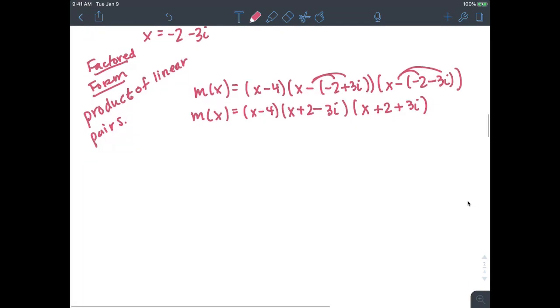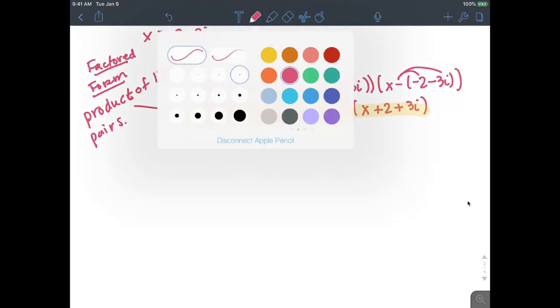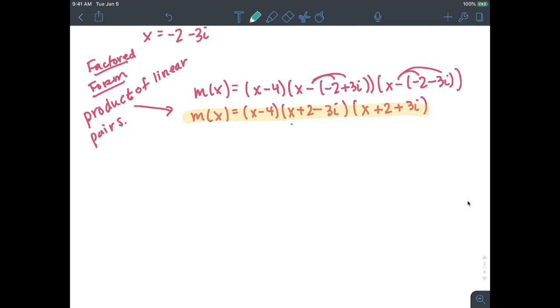All right, so this equation right here is in factored form, or a product of linear pairs. Each one of the x values has a degree 1, so each one of the factors looks like the equation of a line by itself. Okay. All right, we're going to multiply these out. I always go for the complex roots first. I'm going to multiply out these two.